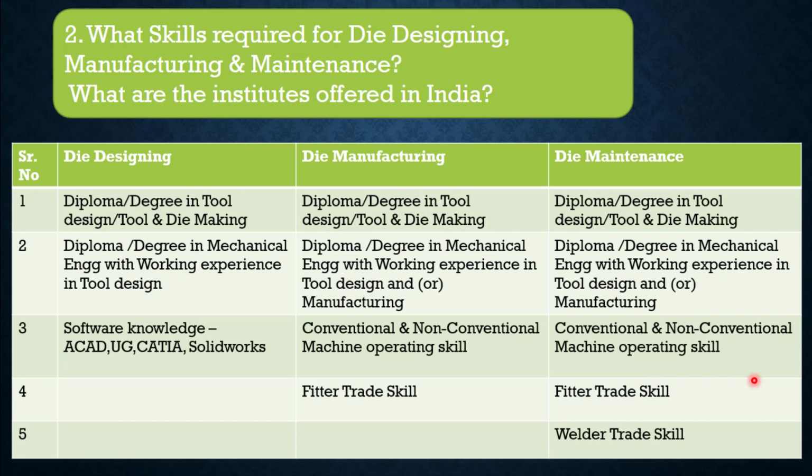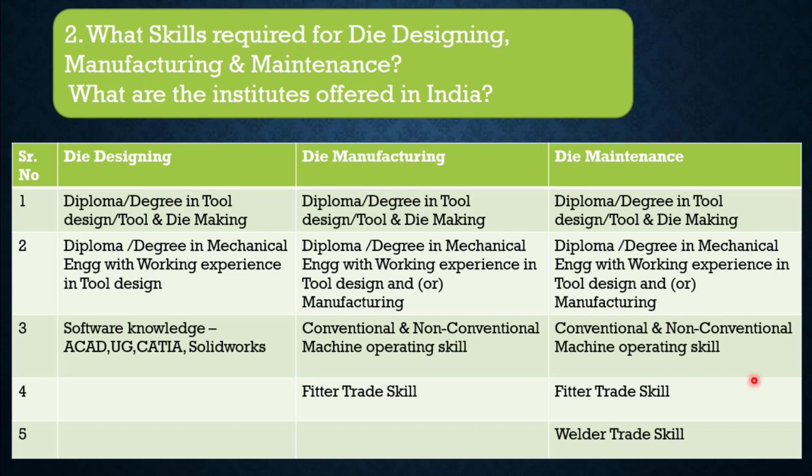Then the platform, they have to learn the AutoCAD, UG, CATIA and SolidWorks and different softwares which are required for tool designing. If any person wanted to become manufacturing, one more quality required, like for designer AutoCAD, UG, CATIA, SolidWorks, like that. For manufacturing people, they need conventional or non-conventional machine operating skills and fitter trade skills. So this is additional skill required for the die manufacturing profile. When it comes to die maintenance, the important comes here, welder trade skill, because the die maintenance basically repairing job.